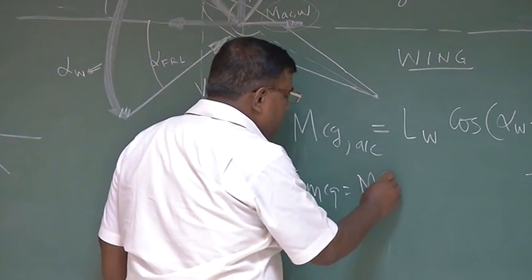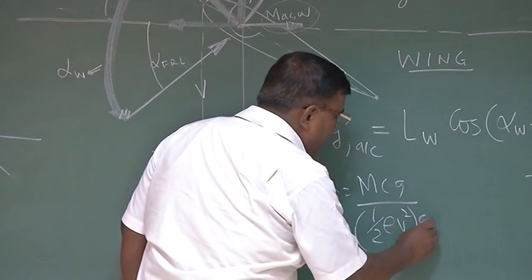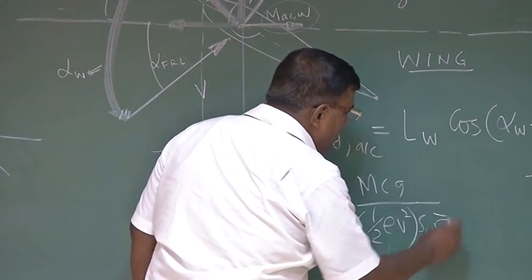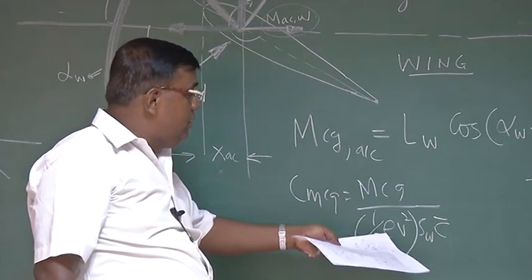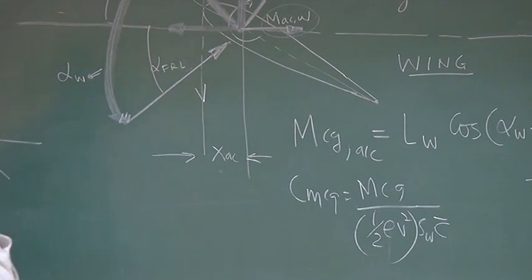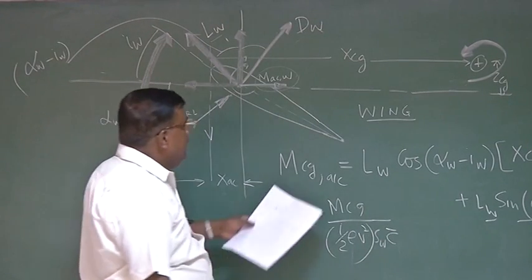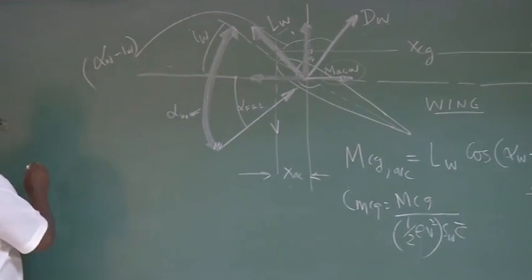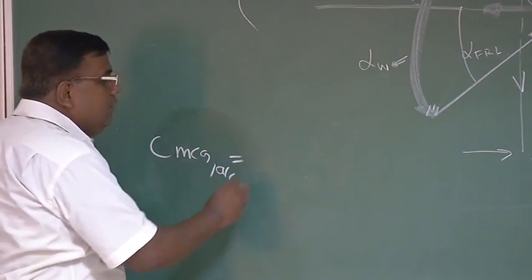This is MCG divided by half rho V square S of wing into C bar. C bar is because CM is a moment, MCG is a moment. So this is dynamic pressure into area force into a length is moment, so that it becomes non-dimensional. Okay? So if I divide by half rho V square S C bar, what should I get? MCG will become CM CG. Of course, this is of aircraft.